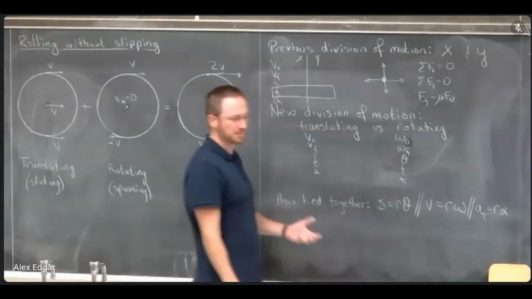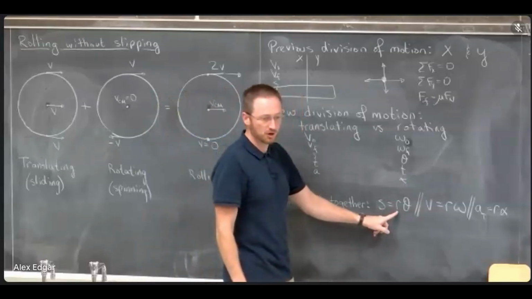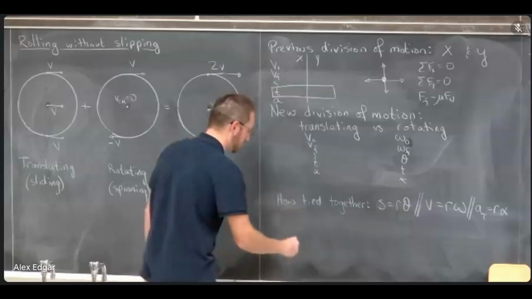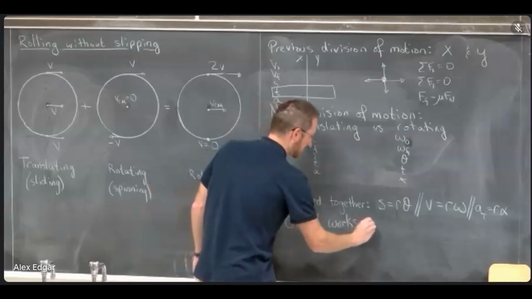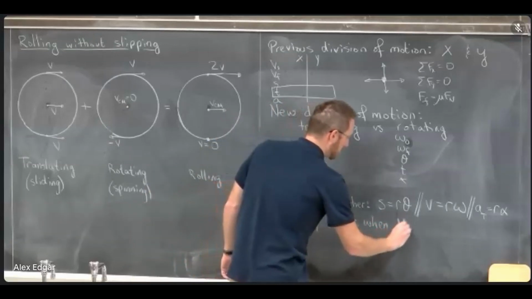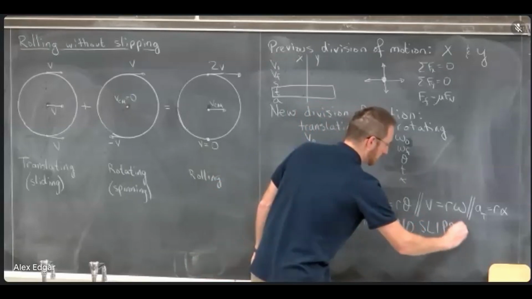Now, all of this depends on the fact that we have a circle of radius r where there is a central point that doesn't change. This only works when there is no slipping. If there is any slipping at all, this is broken.